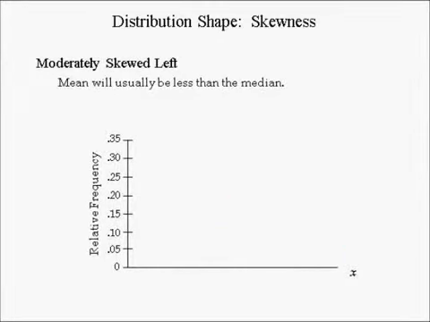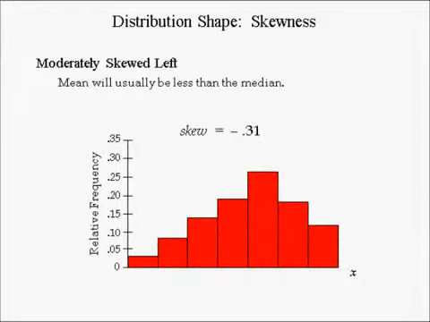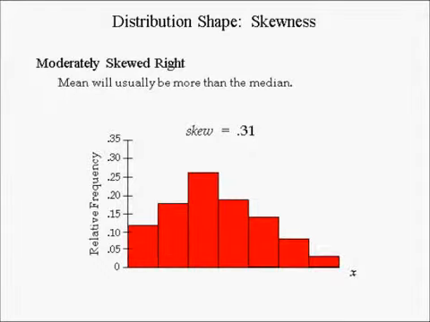If the distribution is moderately skewed left, the histogram from a sample drawn from a population will likely be slightly skewed left too. The mean will be less than the median, and the sample skew will be between 0 and -1. If the distribution is moderately skewed right, the histogram from a sample drawn from the population will likely be slightly skewed right too. The mean will be more than the median, and the sample skew will be between 0 and 1.